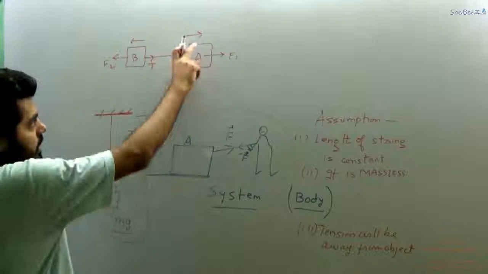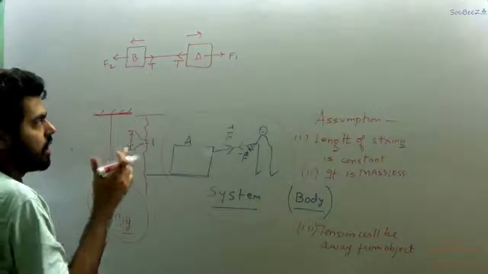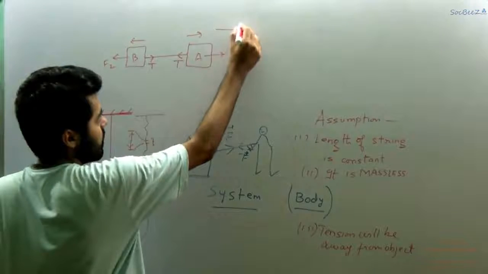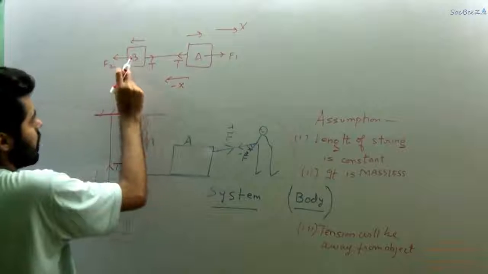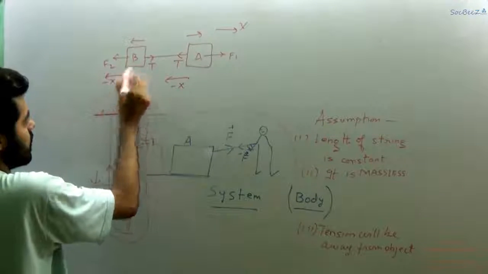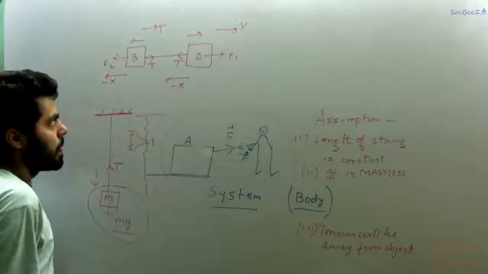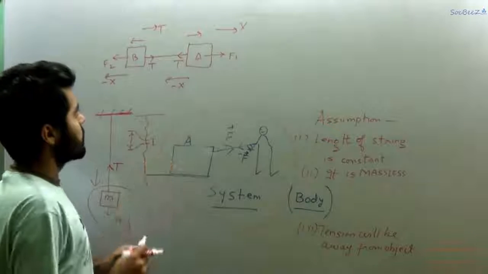So you can see that tension is acting away from the object, away from the motion of the object. When the motion of object A is in the positive x-axis, then tension is in the negative x-axis. When object B has a motion in the negative x-axis, the tension is in the positive x-axis. So the tension will always act away from the object.